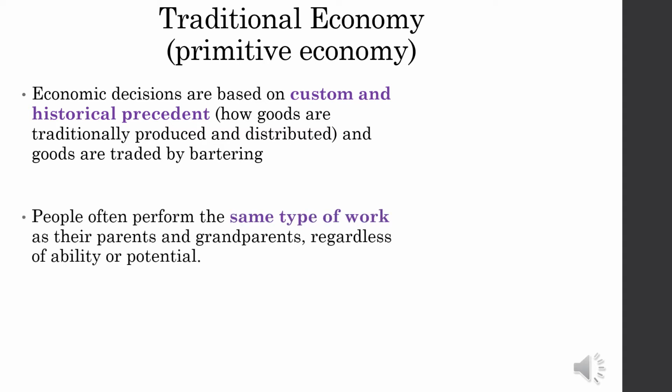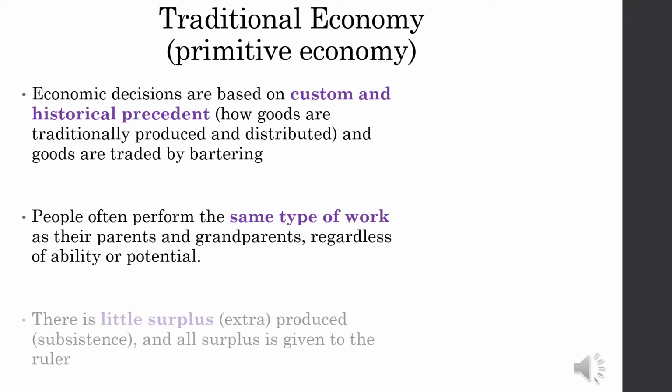People, by the way, often perform the same type of work as their parents and grandparents, regardless of ability or potential. And finally, there is little surplus or extra stuff produced. We call this subsistence. And if there is any surplus, it's given to the ruler. So, what does a traditional economy look like?